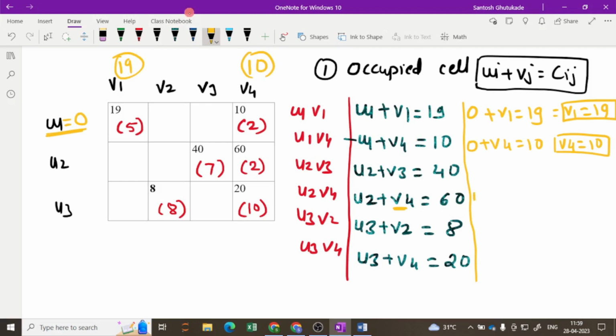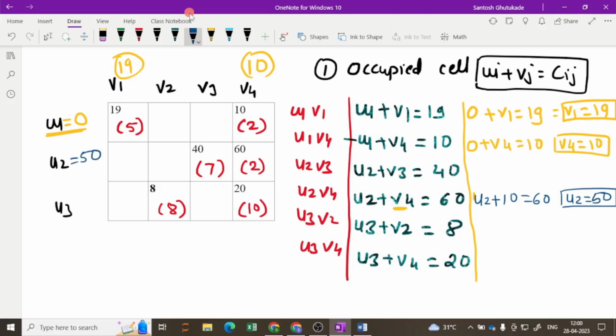This relation becomes u2 plus v4, which is 10, is equal to 60. If you solve this, 10 going to the other side, u2 is equal to 60 minus 10, so that is 50. So we are getting the u2 value 50. I will write u2 is equal to 50 here.